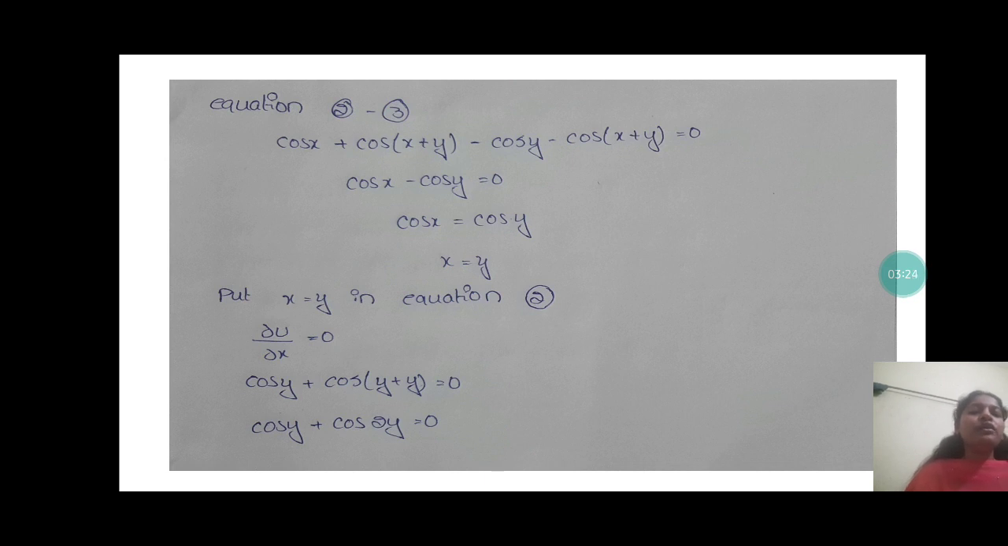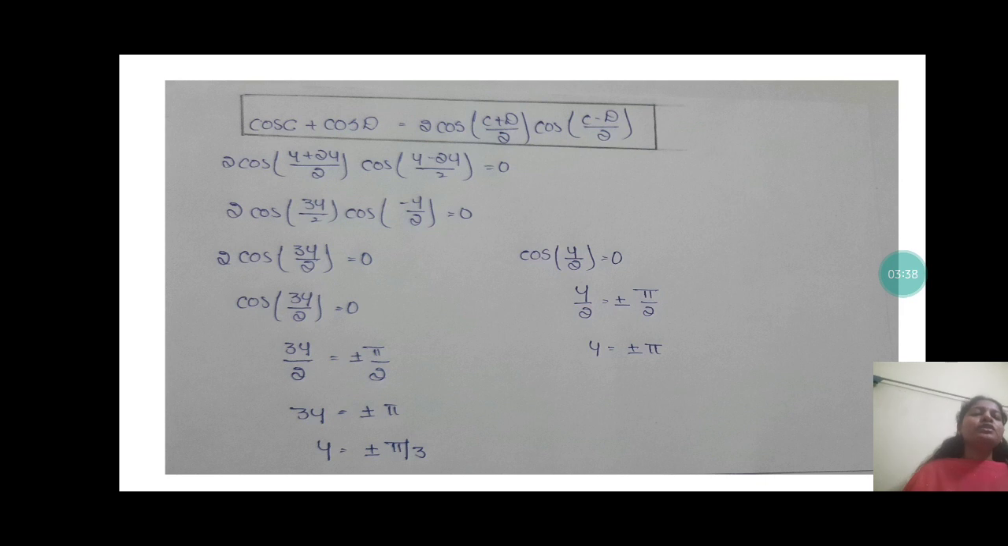If we substitute x is equal to y in equation 2, we get cos y plus cos of y plus y is equal to 0. Then cos y plus cos 2y is equal to 0. We note the formula cos C plus cos D is equal to 2 cos of (C plus D) by 2 times cos of (C minus D) by 2, so 2 cos of (y plus 2y) by 2 times cos of (y minus 2y) by 2 is equal to 0. When we solve this, we get 2 cos 3y by 2 times cos of minus y by 2.